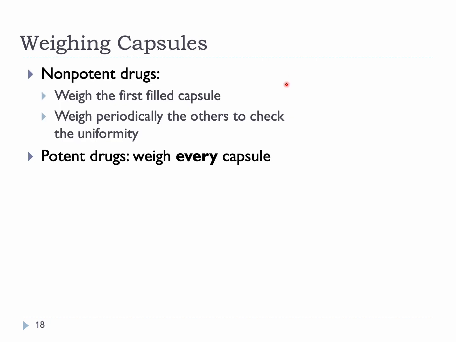The weight of each capsule is checked based on the property of the drugs. For non-potent drugs, first we weigh the first few capsules and then weigh the others periodically to check the uniformity. For potent drugs, that means the drugs can have therapeutic effects within a very small amount, every capsule needs to be weighed.